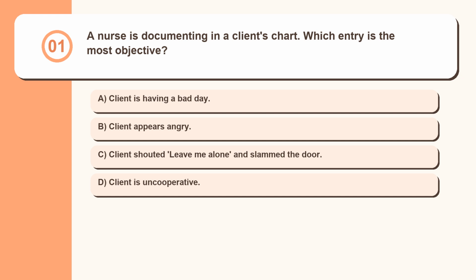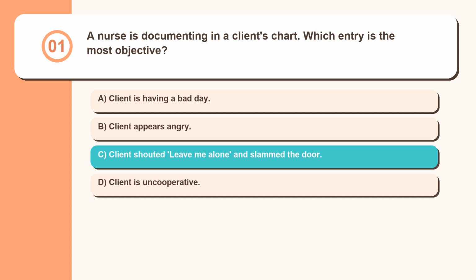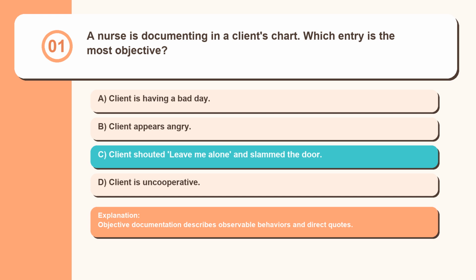Question 1. A nurse is documenting in a client's chart. Which entry is the most objective? Client is having a bad day. Client appears angry. Client shouted, "Leave me alone," and slammed the door. Client is uncooperative. Objective documentation describes observable behaviors and direct quotes.